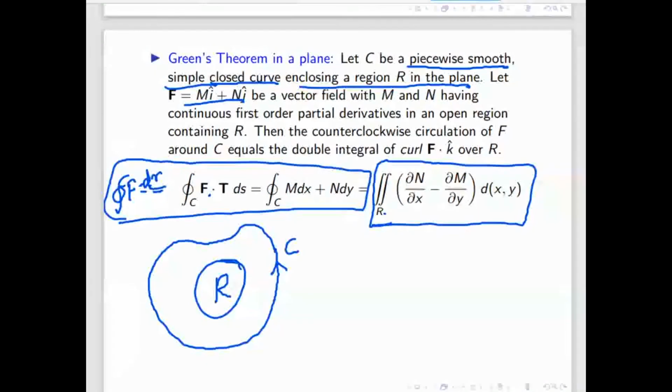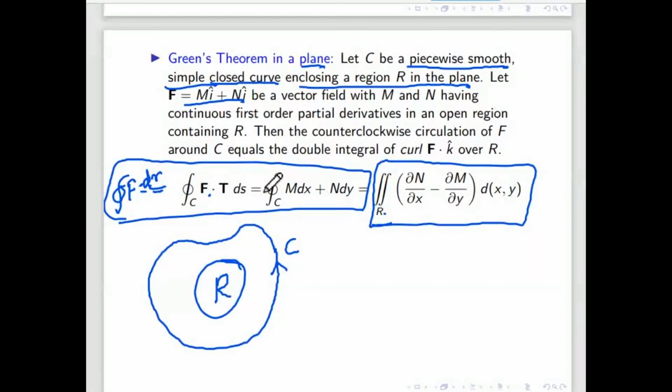The vector field M i cap plus N j cap is in the plane, so it is a two-dimensional vector field, M and N, and the k component is not there. So the line integral F dot dr or F dot T ds, or M dx plus N dy, all are the same. This equals the double integral over the region R of del N by del x minus del M by del y dx dy. That is called Green's theorem. So if any line integral is given, you can calculate that same line integral by this double integration.